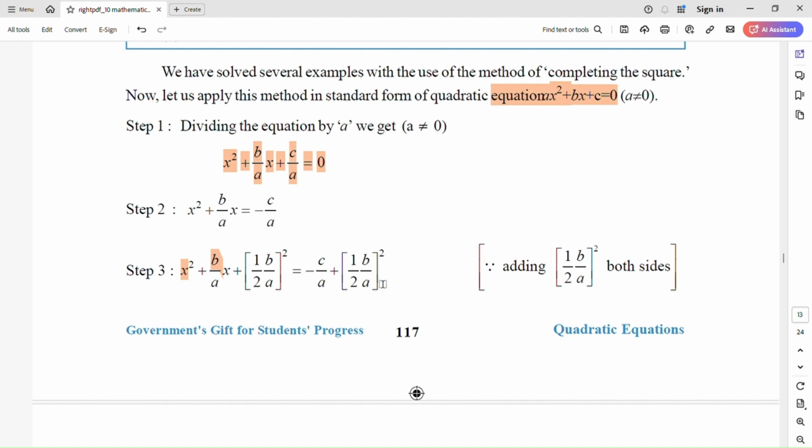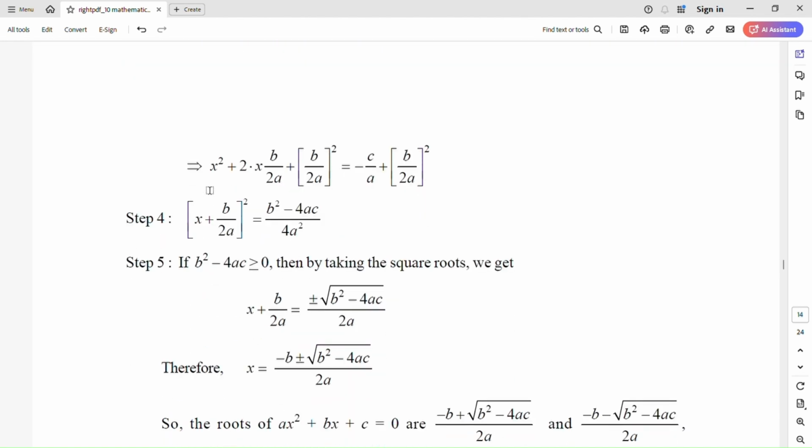Okay, we are adding (1/2 · b/a) whole square on both sides now. So it will become x square plus 2x into b by 2a plus (b by 2a) whole square, which is equal to the constant term here. So the LHS is nothing but (x plus b by 2a) whole square, which is equal to (b square minus 4ac) by 4a square.